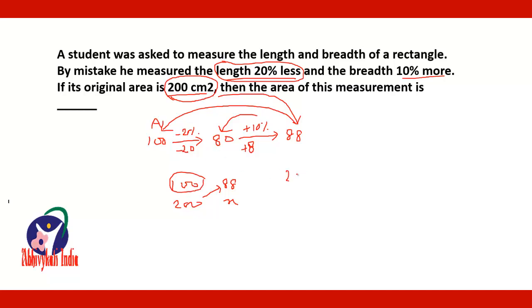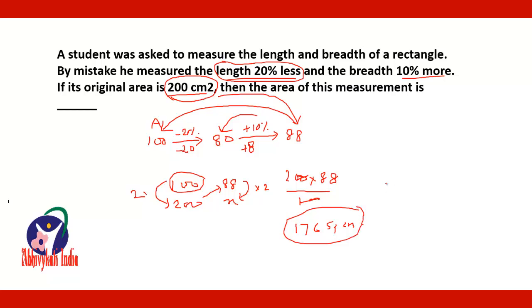So 200 into 88 divided by 100. So these two zeros will get cancelled, and 88 into 2, that will be equal to 176 square centimeter. Friends, here also you can judge that 100 is 200 because this area is increased 2 times, so this should be increased 2 times. So the new area is 176 square centimeter.